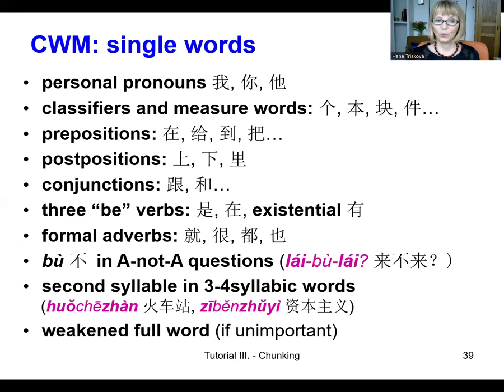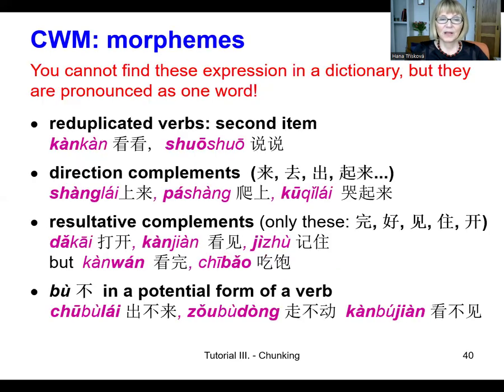The negative 不 in A-not-A questions 来不来, 来不来. And finally, the second syllable in trisyllabic or quadrisyllabic words 火车站, 资本主义. And also there are cases of full words which can become weakened if they are not important in the given context.